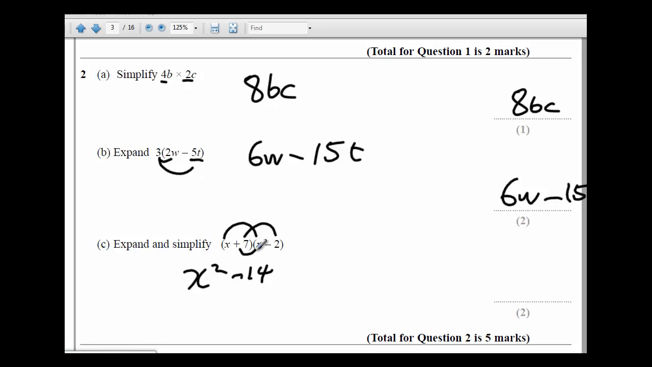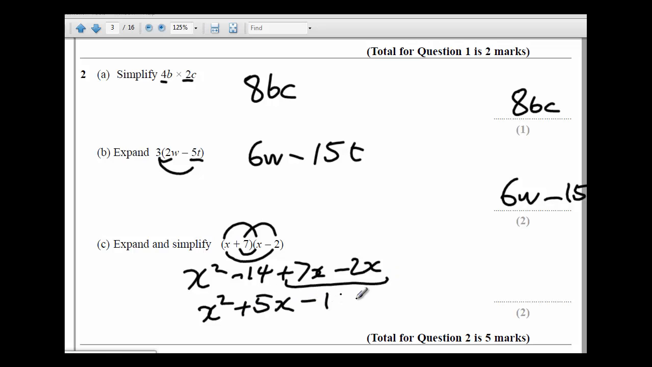plus 7 times x, plus 7x, and x times by minus 2 gives me minus 2x. So collecting together like terms, I have x squared, 7x take away 2x is plus 5x, minus 14. Final answer then, x squared plus 5x minus 14.